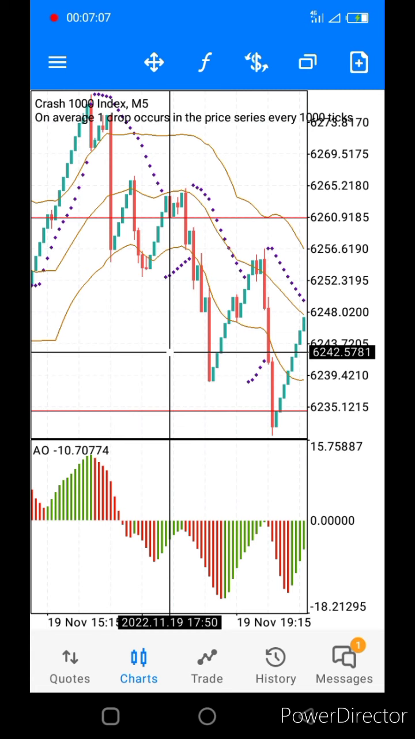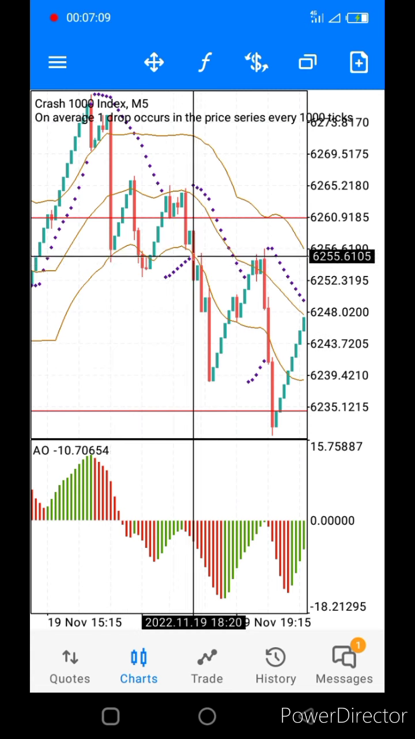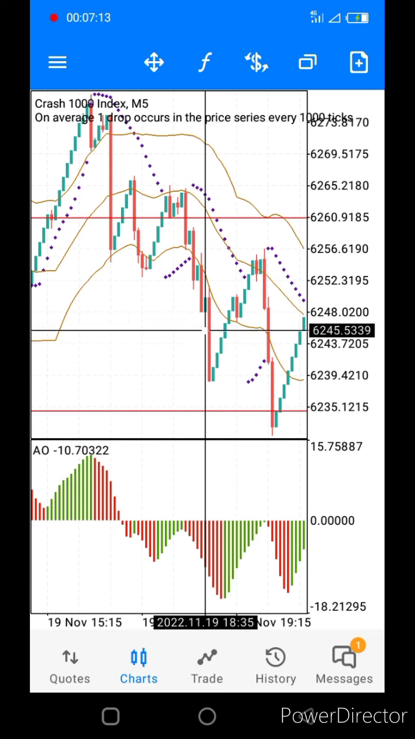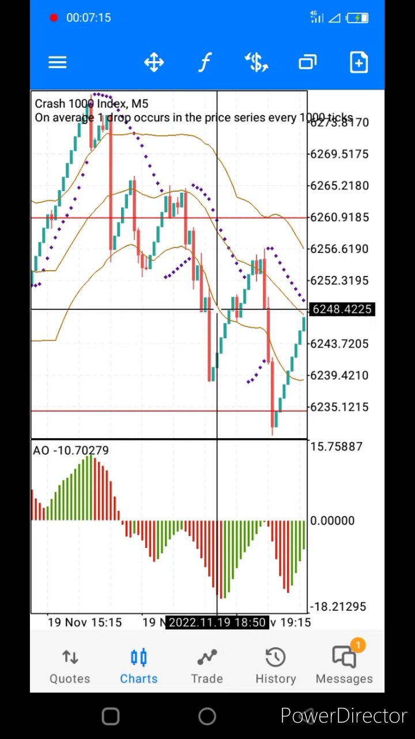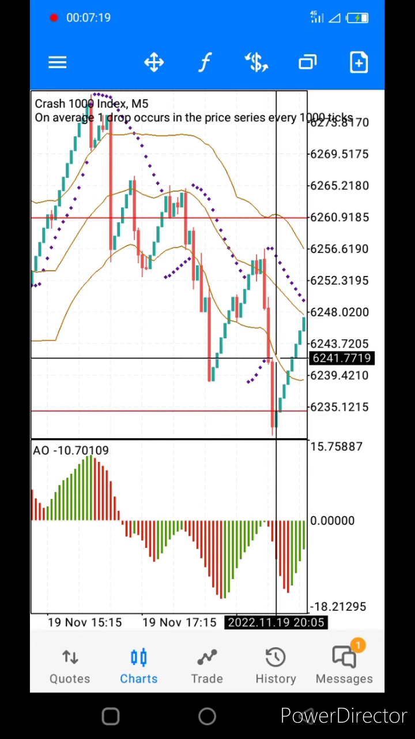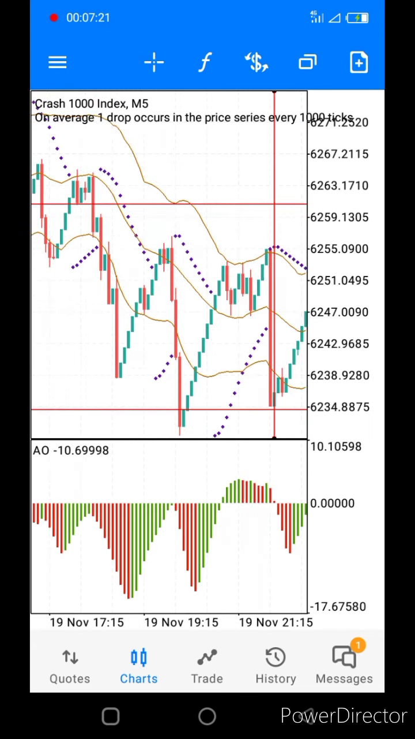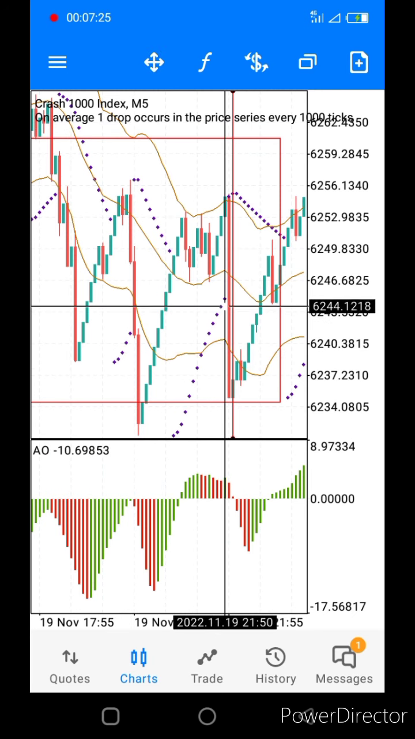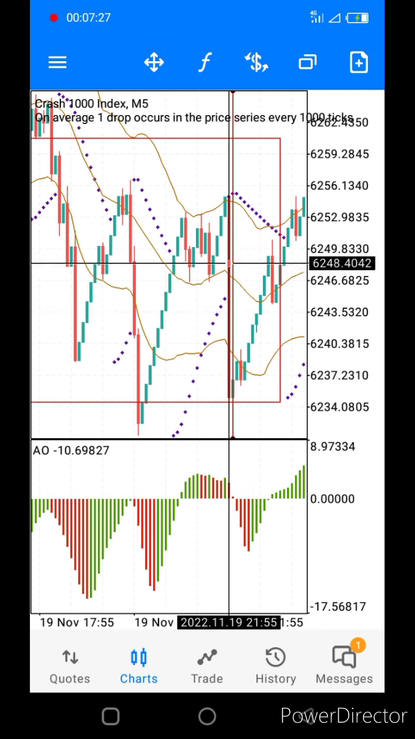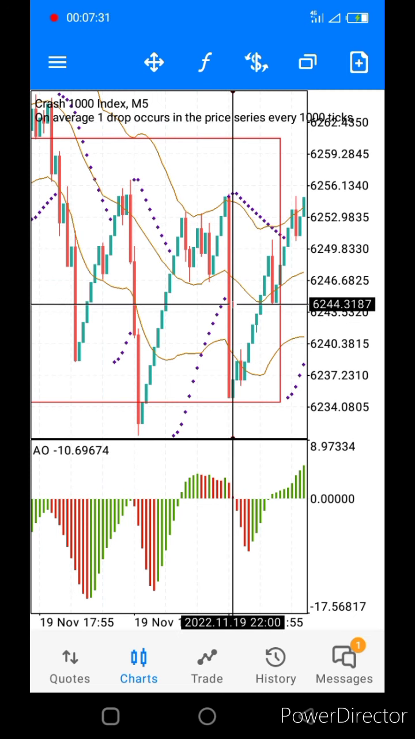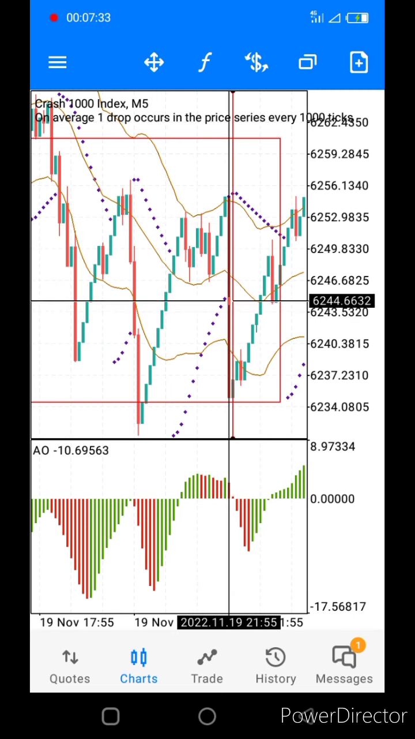How to catch spikes on Boom and Crash: you generate your signal on the higher time frame and take your entry on the lower time frame. Look at another entry here. We are still inside that particular sell. So this is another one here. This is where it ended. Why I put this boundary? So this is another entry here.